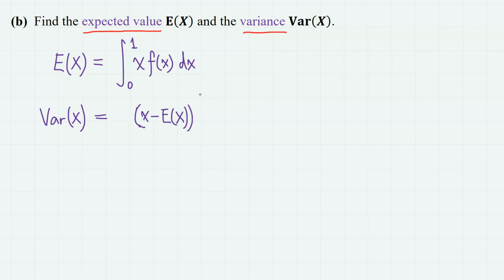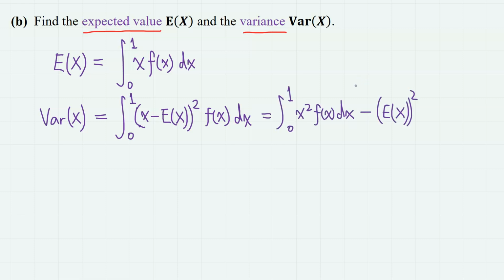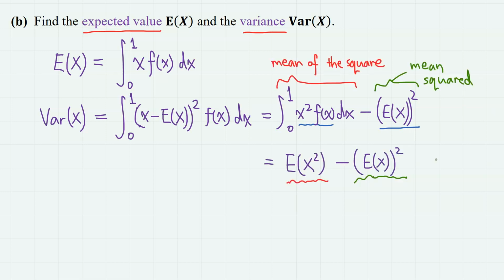For the variance, we multiply the squared deviation of the value small x from the expected value by the probability density function and integrate it. But instead of using this, it is more convenient to use this famous property of the variance, that it is the integral of x squared f(x) minus the expected value squared. That is, the mean of the square minus the mean squared. So we're gonna use this.